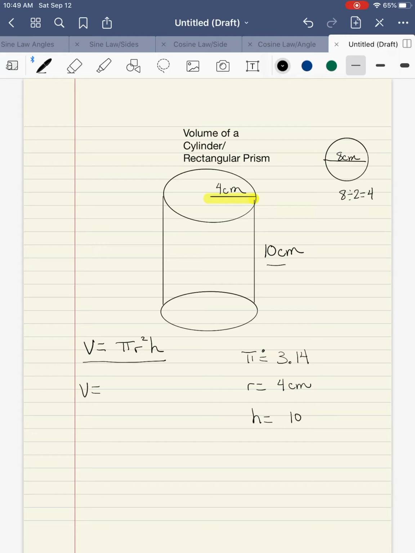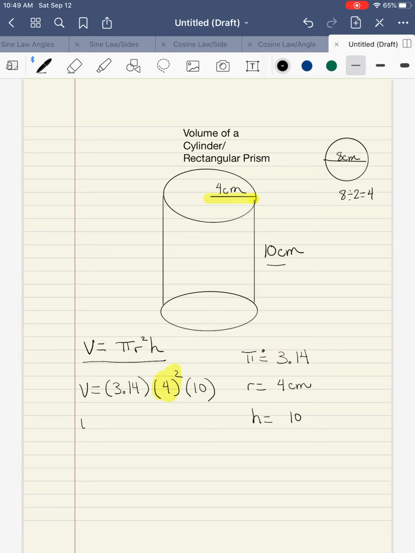So once you're all set there, you want to substitute into your formula. Remember, we're using brackets because it will remind us to multiply in its proper form. Want to take care of the exponent part first.